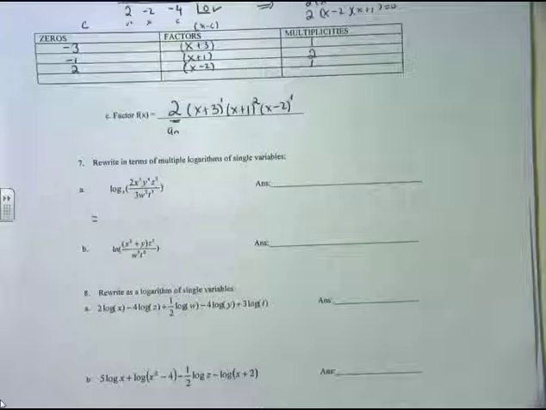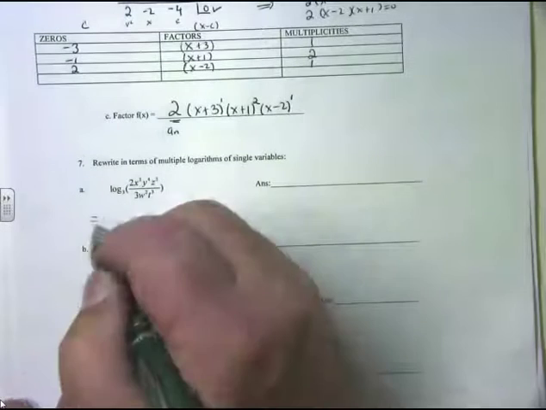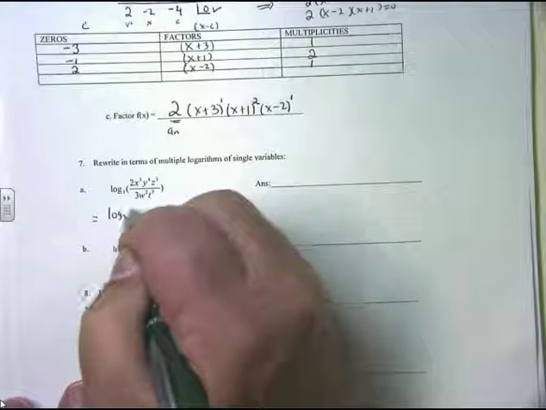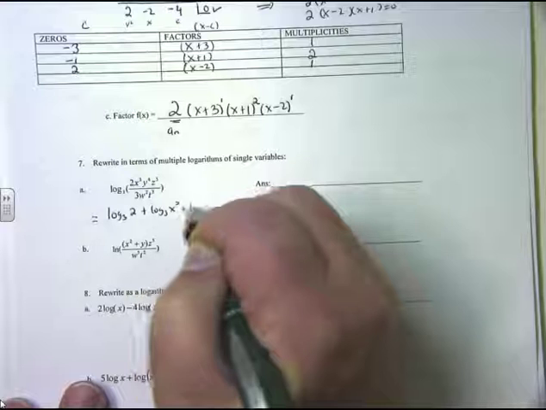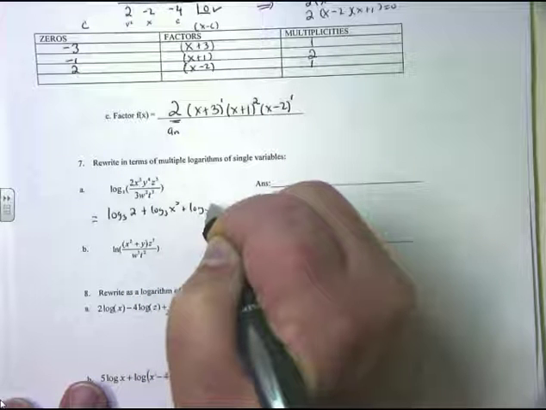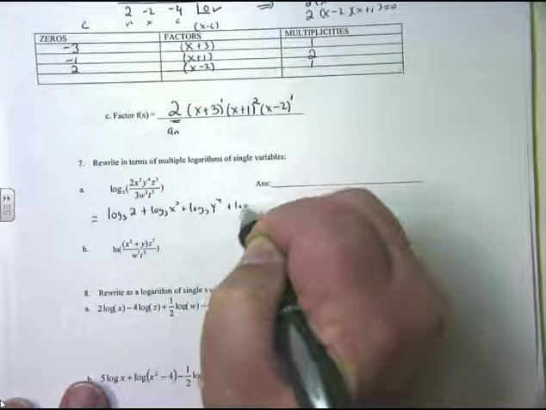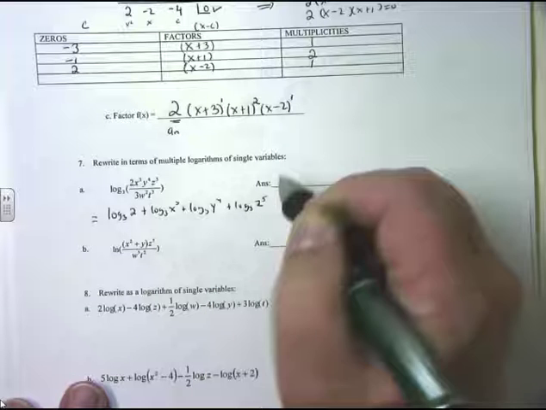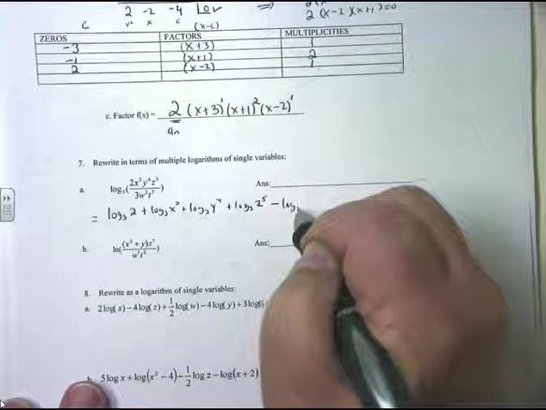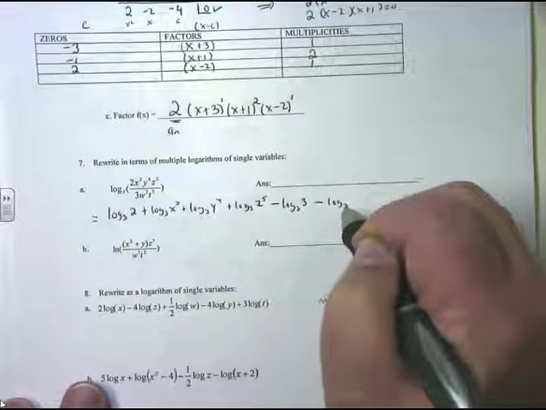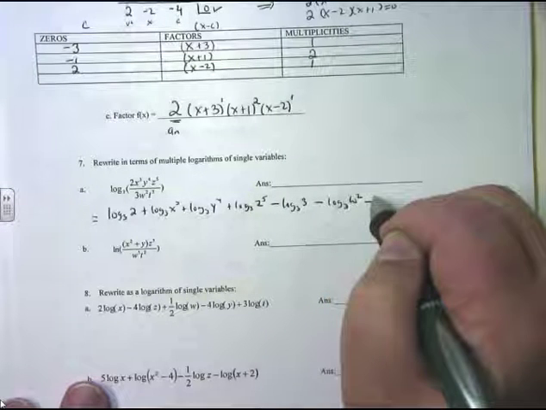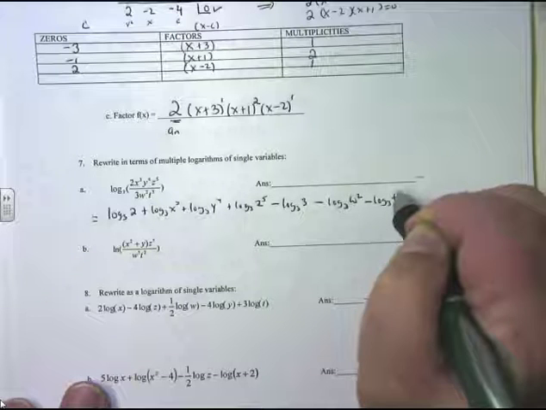Okay? Now remember, multiplication turns into addition, division turns into subtraction. So this is equal to the log base 3 of 2 plus the log base 3 of x cubed plus the log base 3 of y to the 4th plus the log base 3 of z to the 5th minus the log base 3 of 3 minus the log base 3 of w squared minus the log base 3 of t cubed.